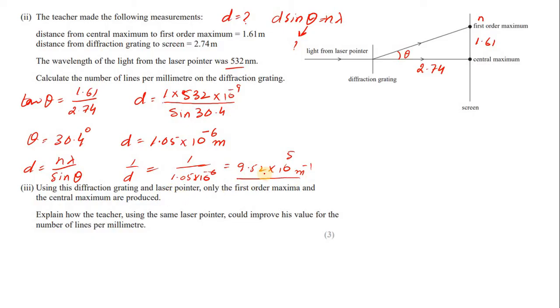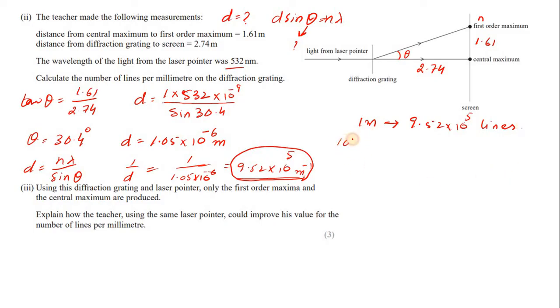So you can divide this by 1000 to find the number of lines per millimeter. The last step is we need to divide this by 1000 so that we can have number of lines per millimeter. But if you still have confusion, this number is basically showing that 1 meter contains 9.52 into 10 to the power 5 lines, or gratings, or slits.